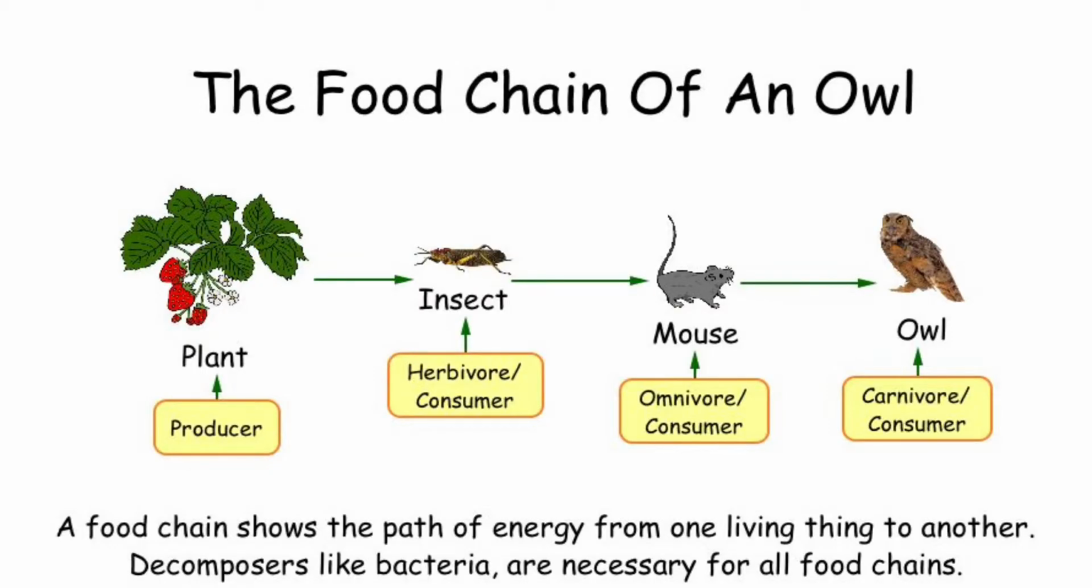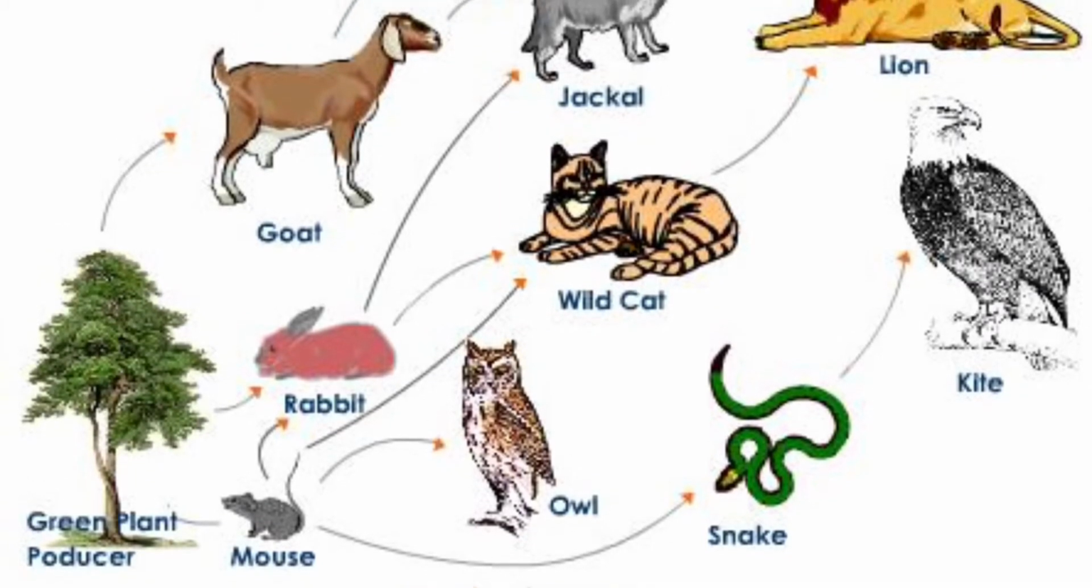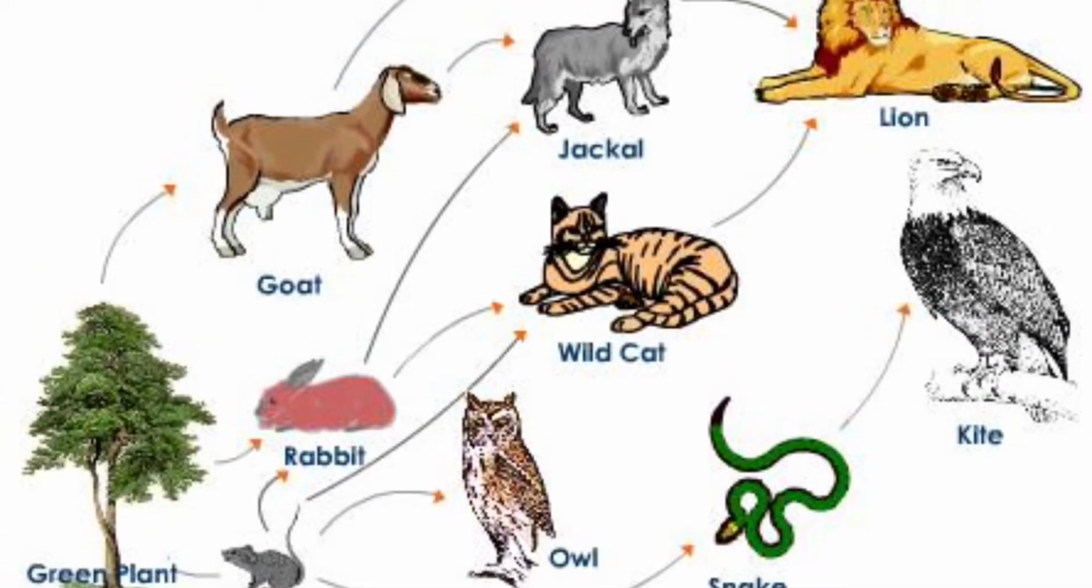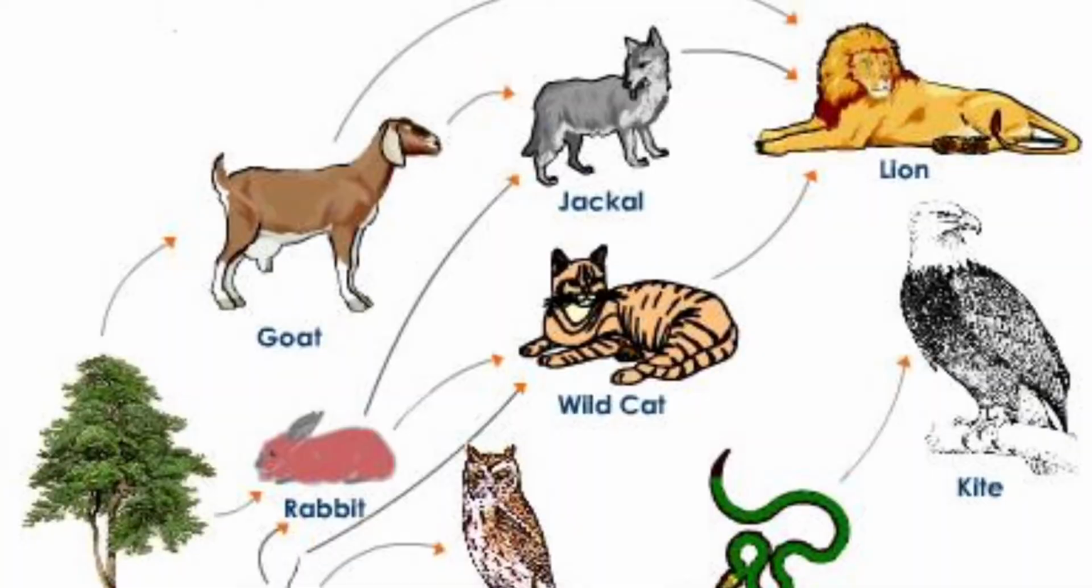Two more terms to cover are food chains and food webs. A food chain is a hierarchical list of who snacks on who. A food web provides more information than a food chain, so it's not so cut and dry.